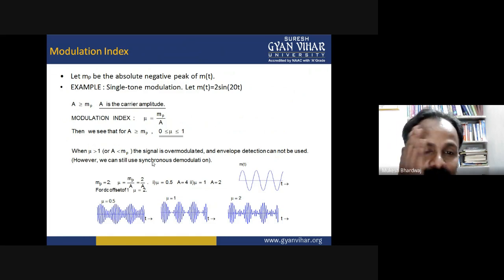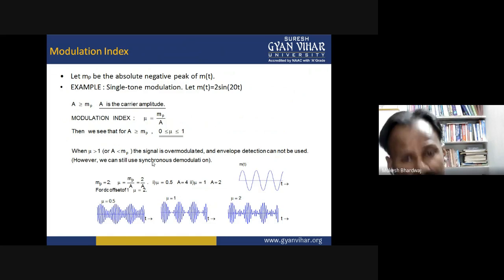Then we see that for A greater than or equal to MP, the modulation index lies between 0 and 1. When mu is greater than 1, the signal is over modulated and envelope detection cannot be used. However, we can still use synchronous demodulation.